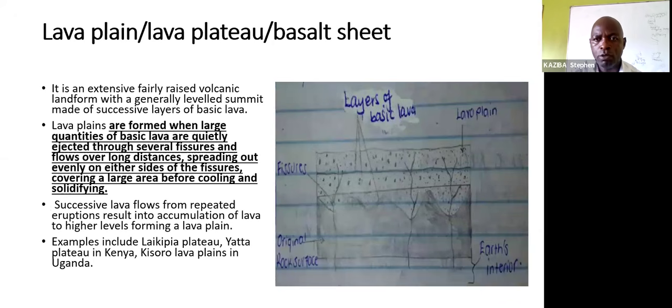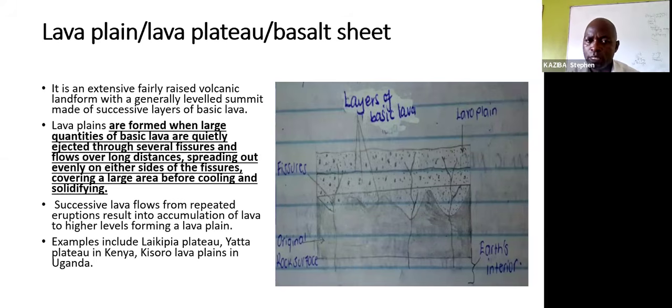A lava plateau, of course, is also called a lava plain or basalt dome or basalt sheet. So this is an extensive, fairly raised landform with a generally leveled summit made up of successive layers of basic lava. Now, how do we give the relationship between nature of material and landform?